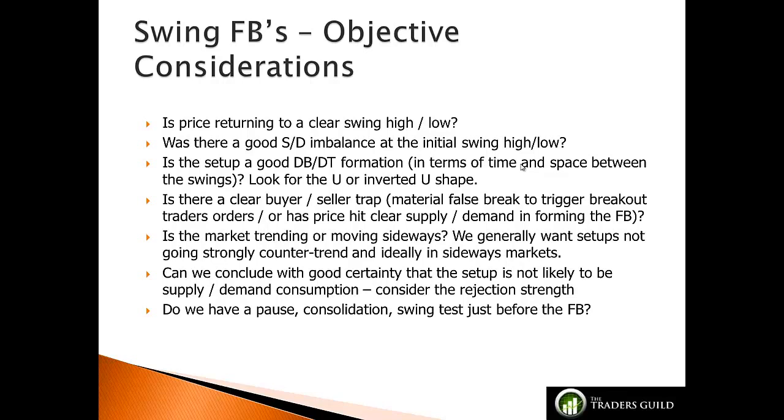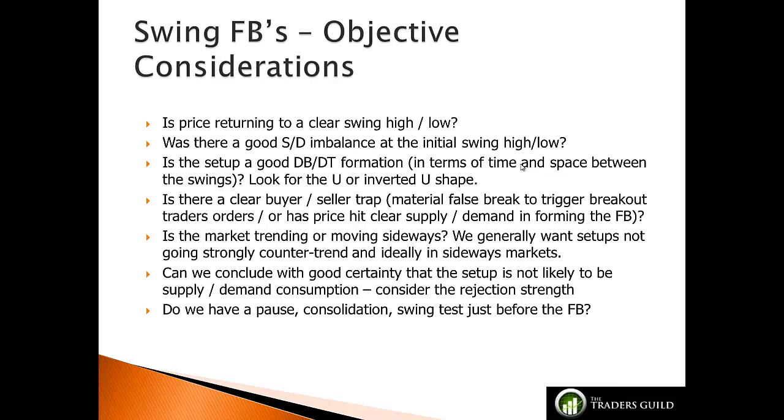That's what defines a clear swing high or swing low. Does it look like a good double bottom or double top formation? Okay, a U, or an inverted U. That's generally the ones which will be obvious to a lot of people looking at those swings and looking for the order flow build up. And just like we did for SRs, we're looking for a clear buyer seller trap, so either a material false break or price hitting clear supply and demand, which is going to be less likely because you're more likely to be going into new highs, new lows with a swing FB than you are with an SR FB.